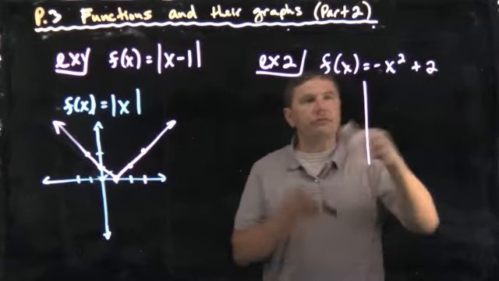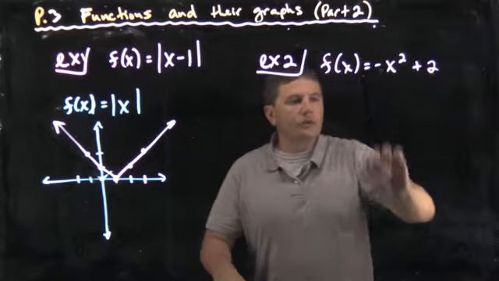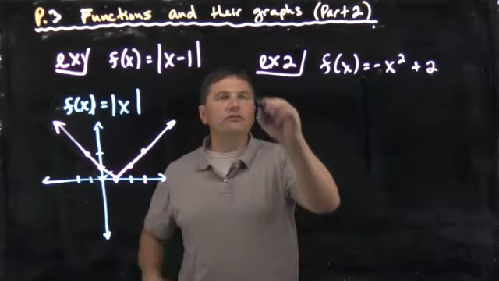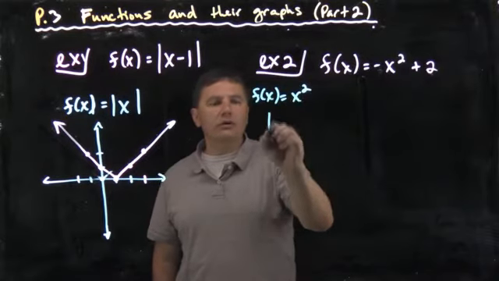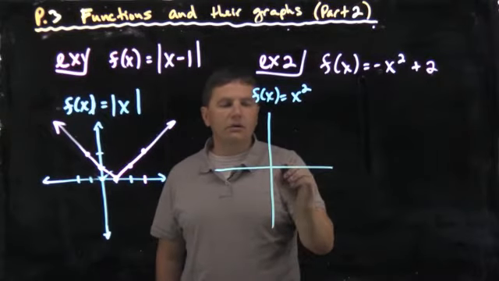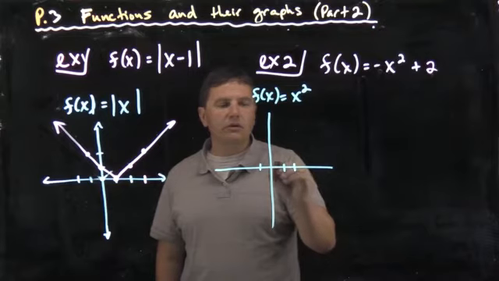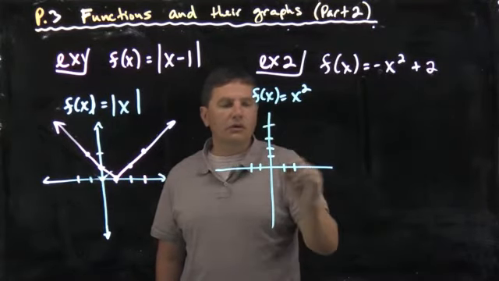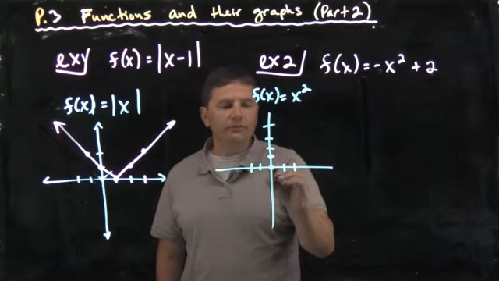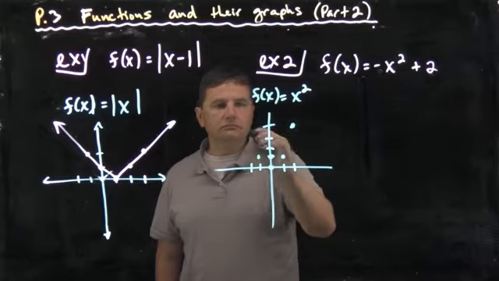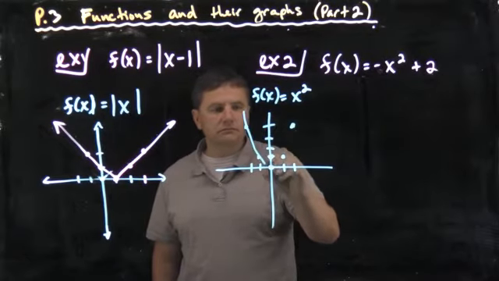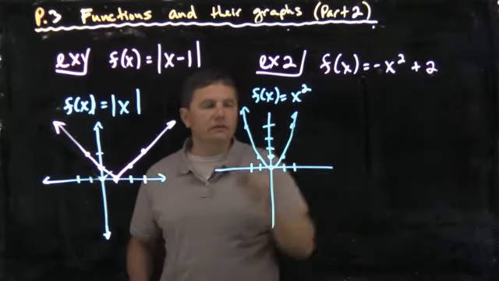Okay, so let's start with the parent graph. Let's do the parent graph separate, just to keep track of this. So our parent graph, f of x equals x squared. Looks something like this.